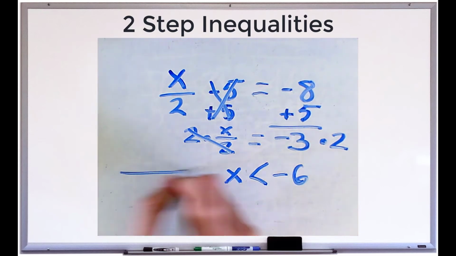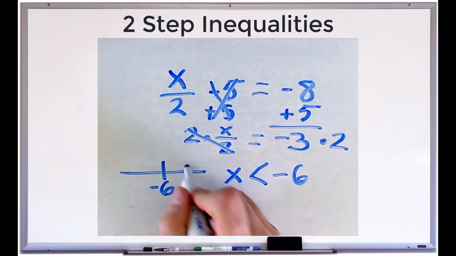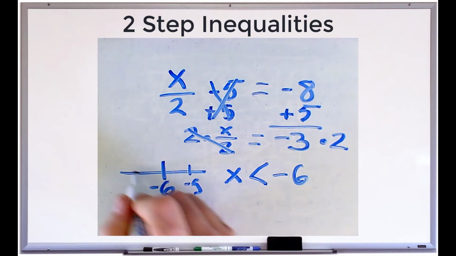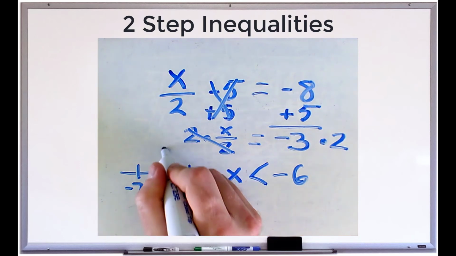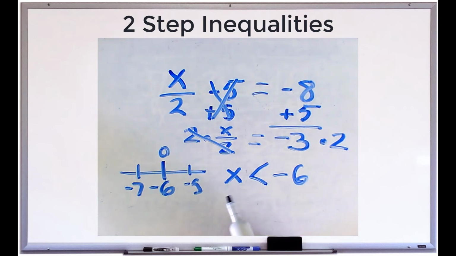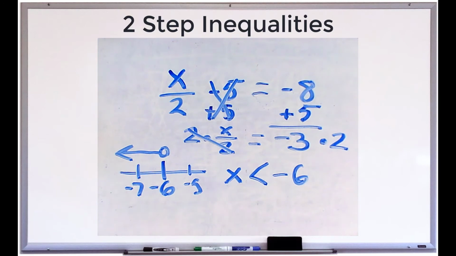Now, if I want to graph it, I'll start with -6 at the middle of my graph, -5 as it gets bigger, -7 as it gets smaller, and it's going to be an open circle because it's not an equal to. And we need our numbers for x to be less than -6. So that means our arrow is going to go to the left. And we have our graph.